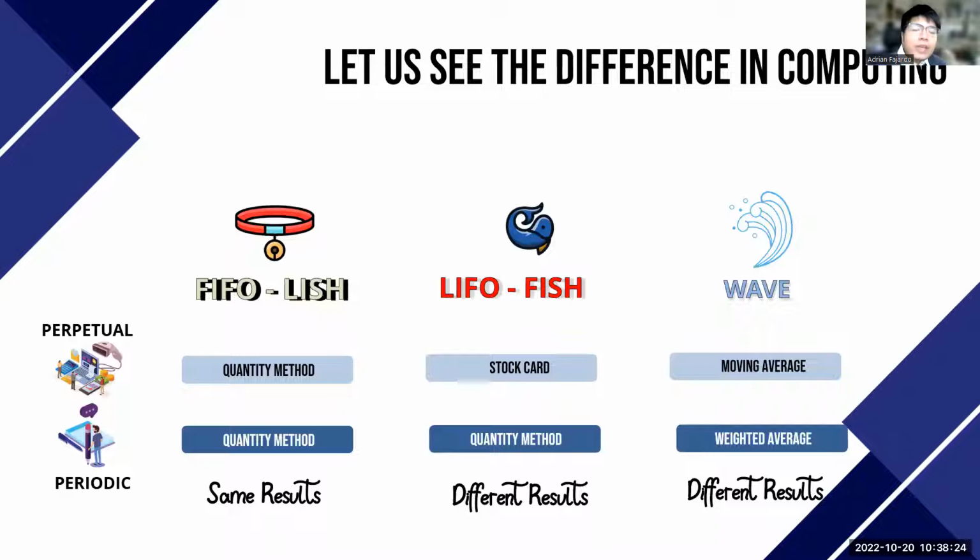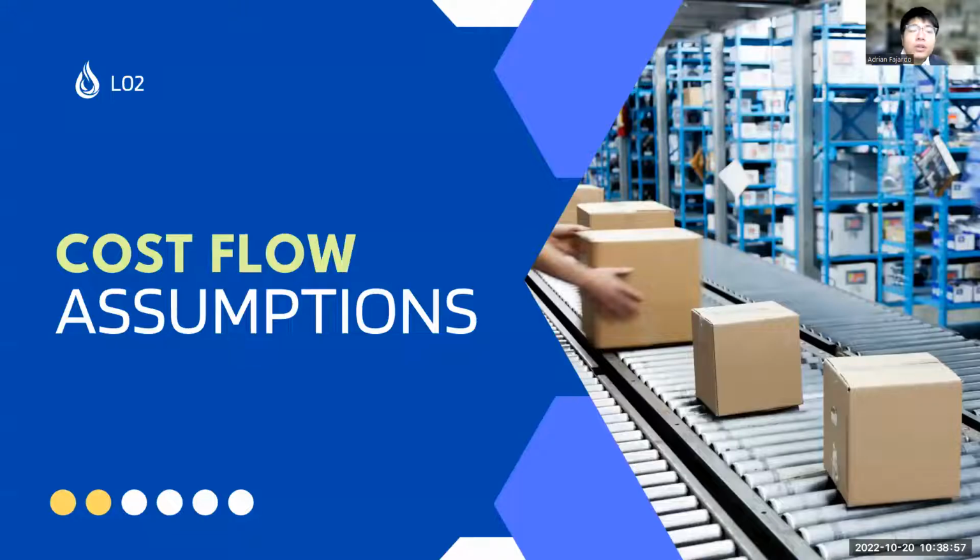So in summary, we have 4 assumptions. Specific identification is just manually computed. So we technically have 7 methods. So we have FIFO, tapos meron siyang perpetual, periodic. May LIFO ka na again may perpetual, may periodic, and may weighted average ka. Kindly take note that FIFO generally has the same results. LIFO generally has different results if perpetual or periodic. And weighted average has generally different results also, right? So that ends the theory portion of cost flow assumptions.